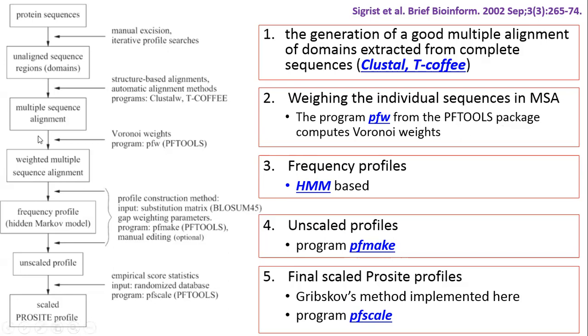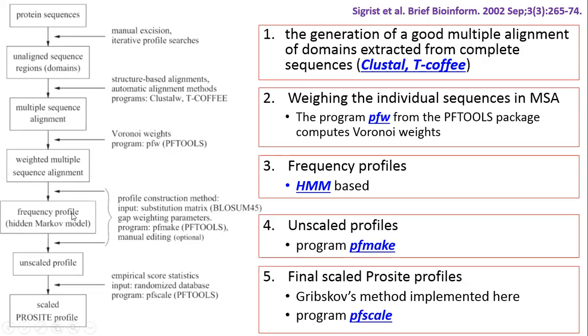Okay, so at this point, there comes a hidden Markov model. Using hidden Markov models, you would generate something called a frequency profile. For the profile construction method, you might be using substitution matrices like BLOSUM 45 or even PAM matrices. You might have different gap weighting parameters, and eventually using this hidden Markov model as a technique, you can prepare something called a frequency profile.